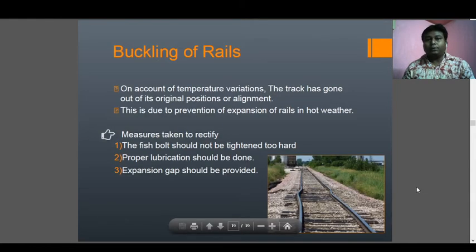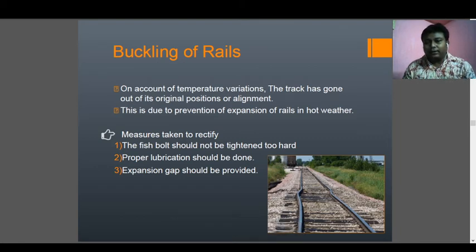Next we go to the buckling of the rail. If you see the diagram, it is clearly visible that the railway is going this way, and suddenly it bends like this and again continues in the same direction. So this is basically buckling. Buckling is the deformed shape due to the temperature variation. So let's see what buckling is.